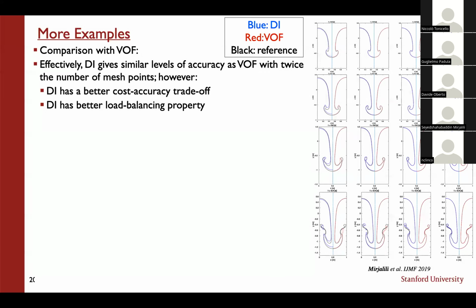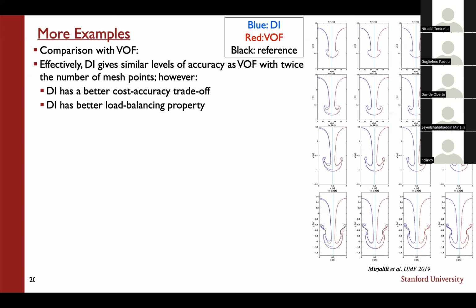So just some quick examples. So I had a work where we compared this model against volume of fluid. I think it will take you too long to figure out what's happening here. But the overall message was that, as I said, diffuse interface gives similar levels of accuracy as volume of fluid with about twice the number of mesh points, right?